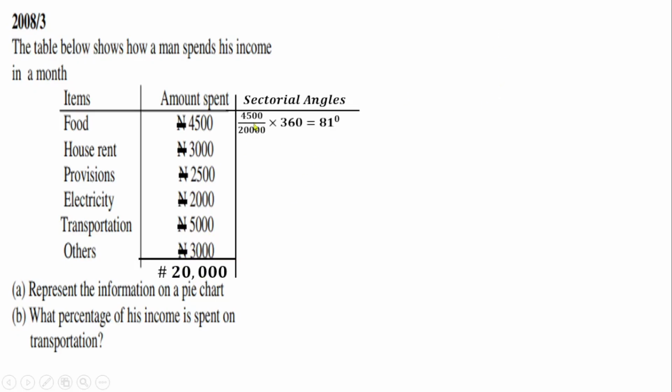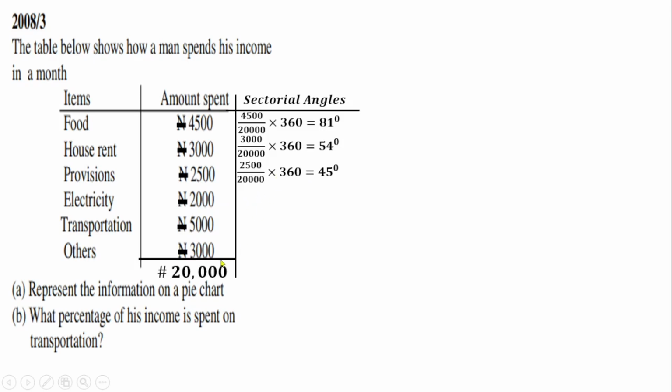Then using the formula, we have the value of the item, which is food, 4,500, divided by the total amount, which is 20,000, multiplied by 360. That gives us 81 degrees. Next one will be 3,000 divided by 20,000 multiplied by 360. That gives us 54 degrees. Next is 2,500 divided by 20,000 multiplied by 360. That gives us 45 degrees.